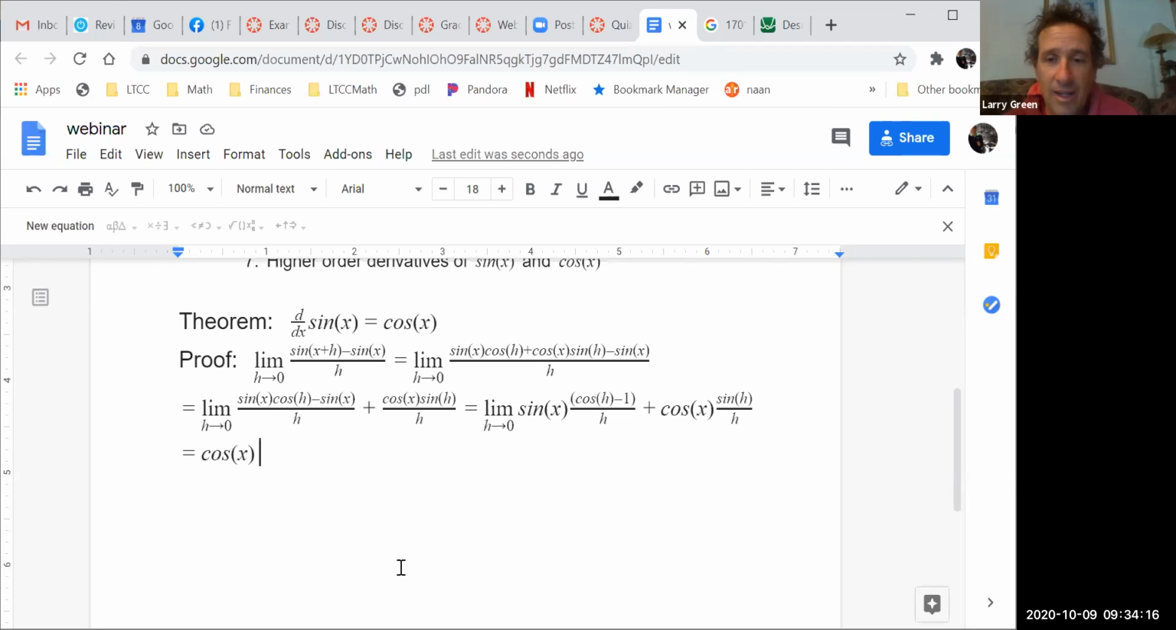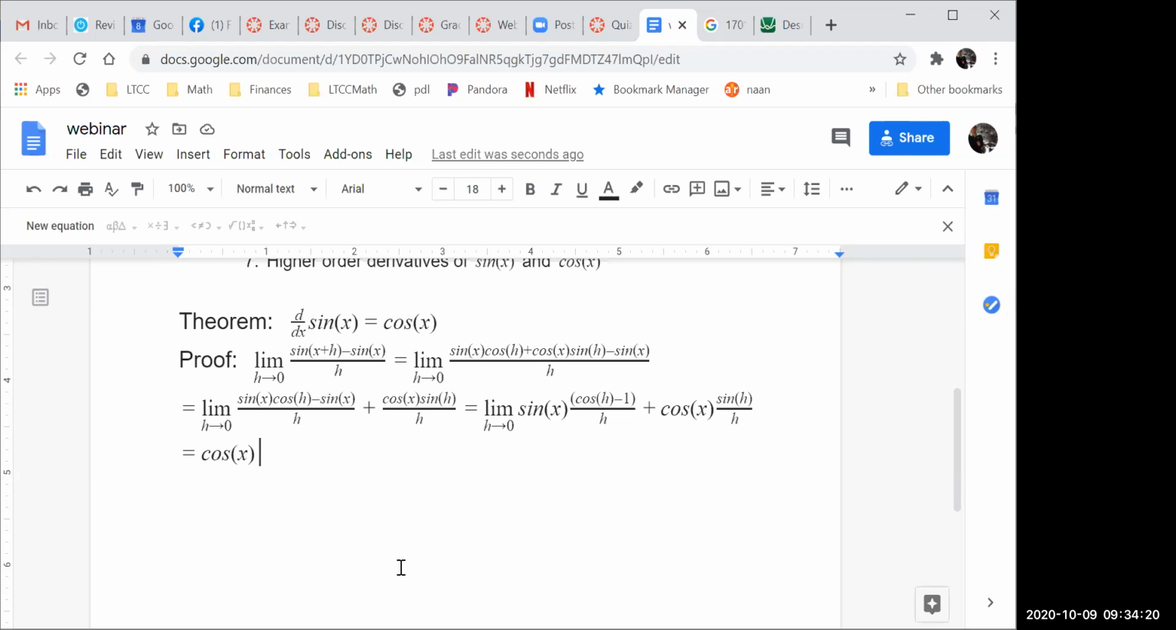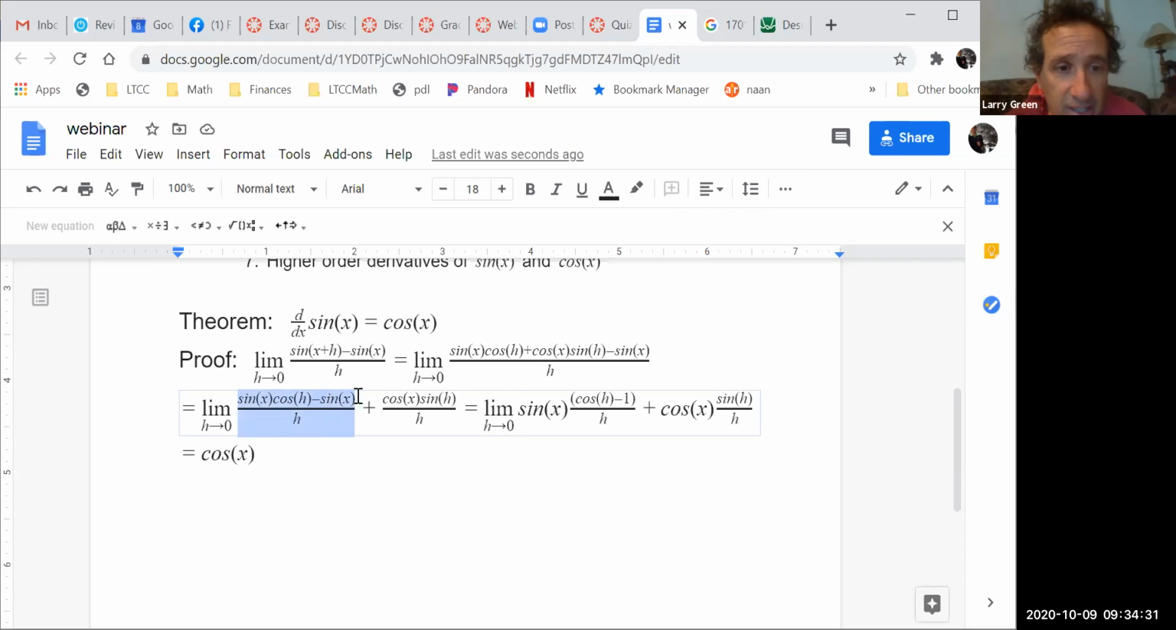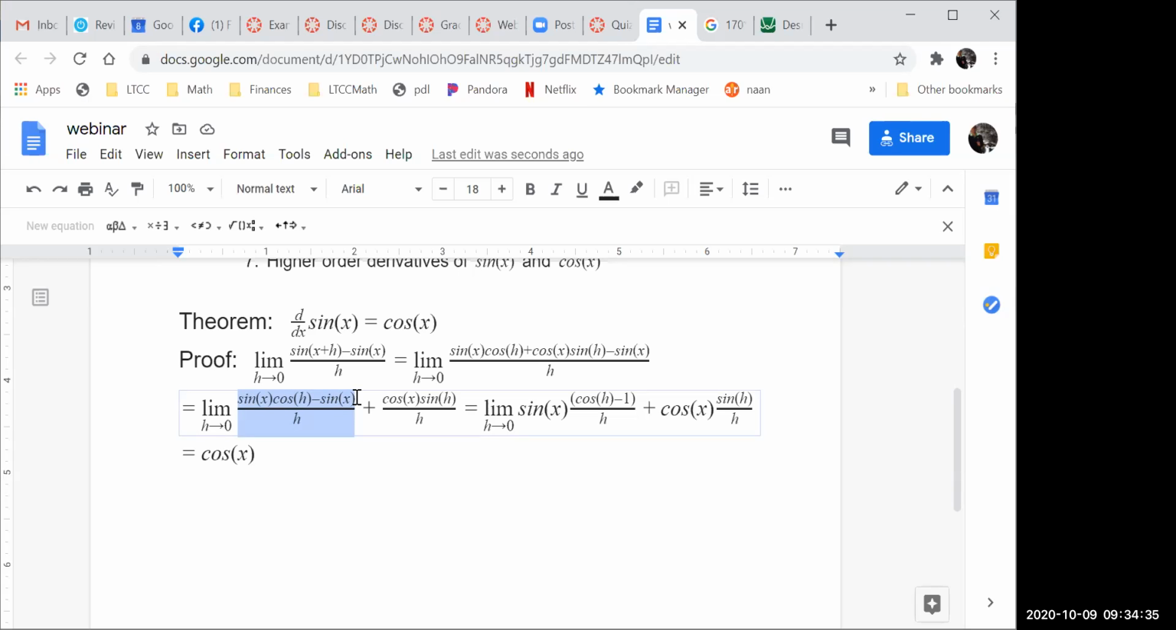Any questions at all on this big theorem? Yeah, Larry, I'm not following where you get the cosine of h minus 1. Did you factor out the sine of x to get that minus 1? Yeah, so notice in this, I have sine of x times cosine of x minus sine of x times 1.